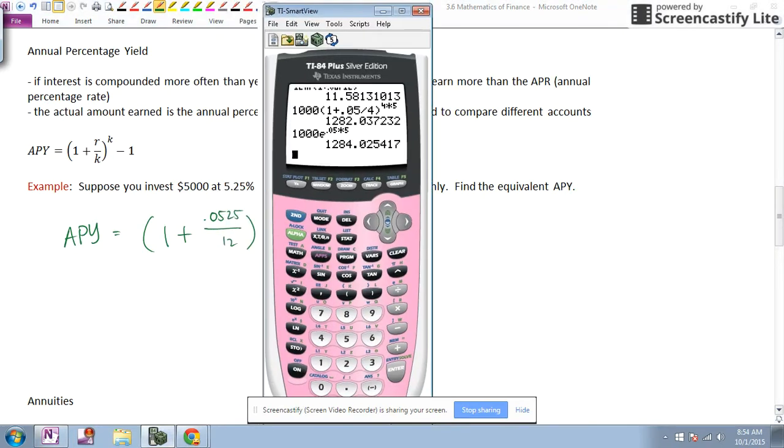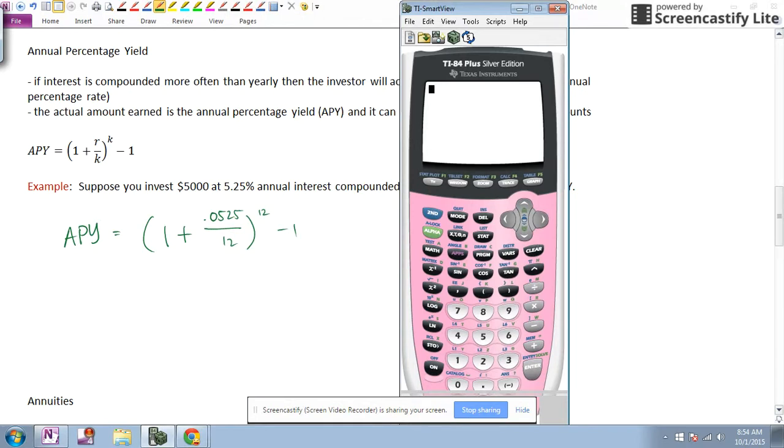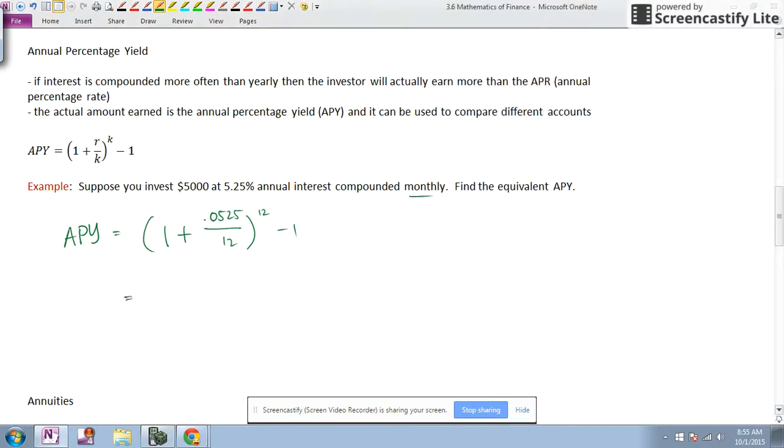So boom, Sheila, where are you? And Sheila tells me, I go parenthesis, don't forget that parenthesis, 1 plus 0.0525 over 12 to the 12th power, and then bring it back down, minus 1. And it looks like it is a 5.378% yield. So what am I really making off of my money when I put it in their bank? I'm making 5.378% rather than 5.25.